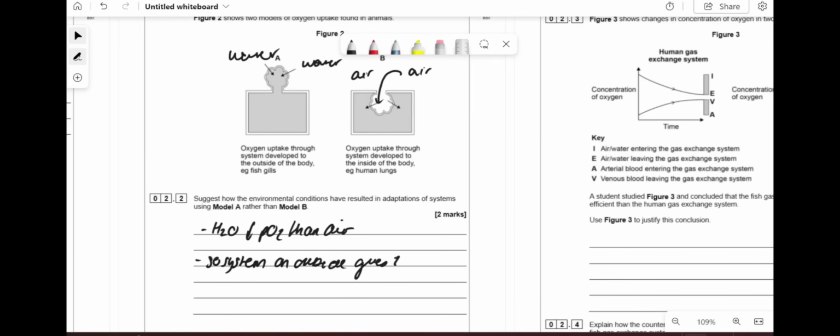So the system on the outside gives a large surface area in contact with water. Because it's higher in air, there's not really a need for us to have our lungs on the outside of the body. We can just draw air in, that's fine. But because water has such little oxygen in comparison to air, it's better for the gills to just be in constant contact.